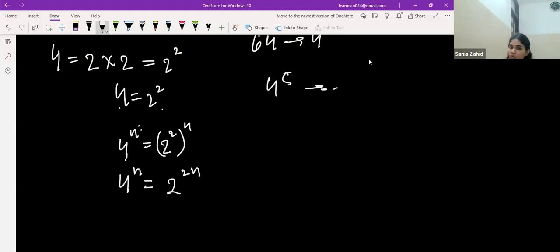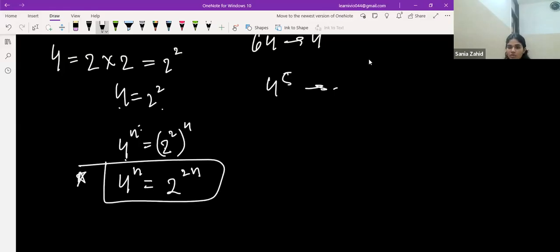That means I can write 4 to the power n as 2 to the power 2n. Now tell me, is it clear or not? Can I write it like this or not? Try to understand it. I can write it like this. Now, with this step, what do I get to know? That all the factors of 4 to the power n will only have 2 as their factor.